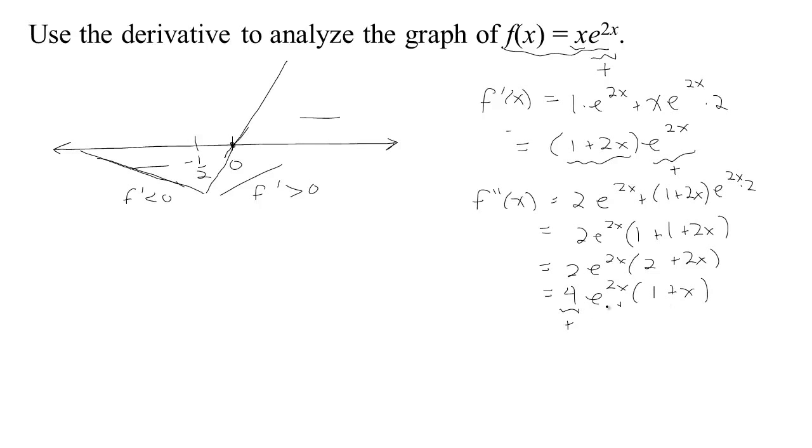This guy's positive. e to the 2x is positive. So the sign of the second derivative just hinges on this term, 1 plus x. You can see that the change occurs when x is negative 1. When x is negative 1, the second derivative is equal to 0. If x is less than negative 1, then this negative number will overwhelm the 1 and we'll have a negative. So the second derivative will be less than 0 at this point. That means that the graph is going to be concave down.